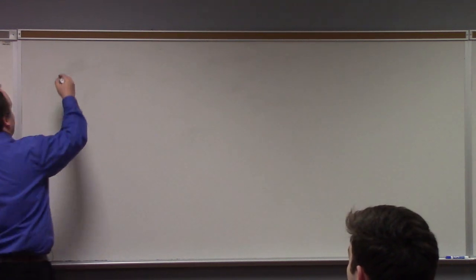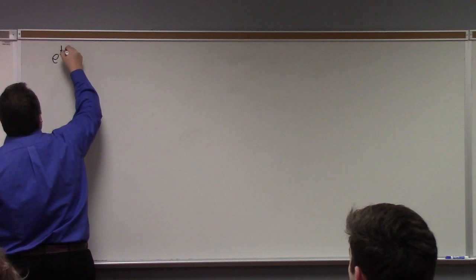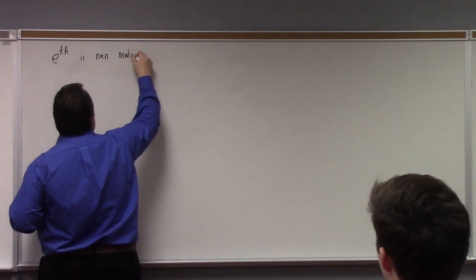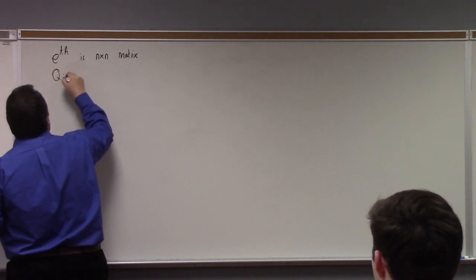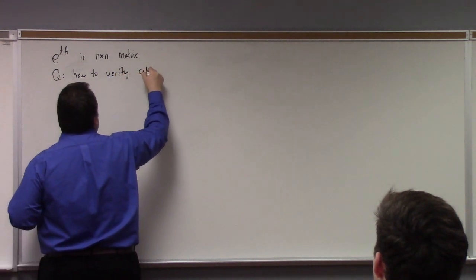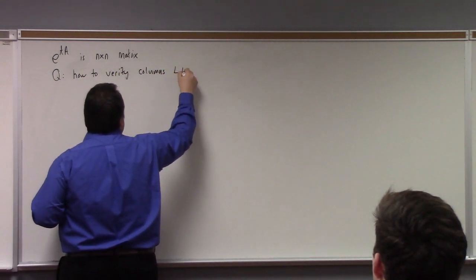So what we're looking for to solve dx dt equals ax is actually n linearly independent solutions. I would argue e to the ta has all of that, because I can prove to you that the columns of e to the ta are linearly independent. How would you do that? So think about this. E to the ta is an n by n matrix. So here's my question for you guys. How to verify columns are linearly independent?